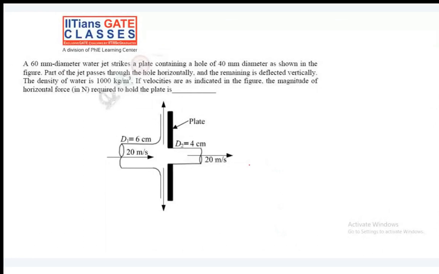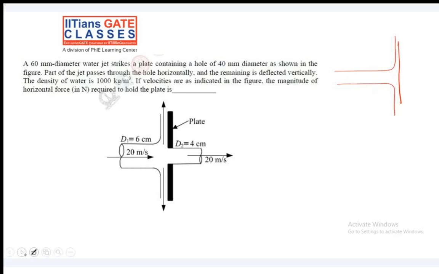It says that a 60 mm diameter water jet strikes a plate which contains a hole of 40 mm diameter as shown in the figure. So this diameter is 40 mm, and the part of the jet passes through the hole horizontally and the remaining is deflected vertically. We have seen that when it was a flat plate, the jet strikes and deflects like this. But here there is some hole.